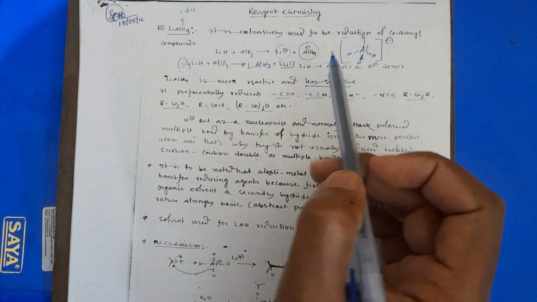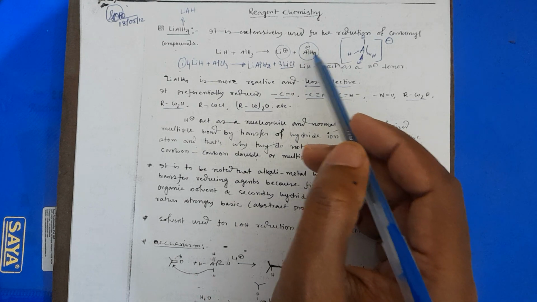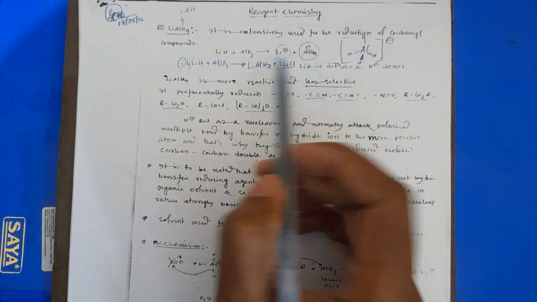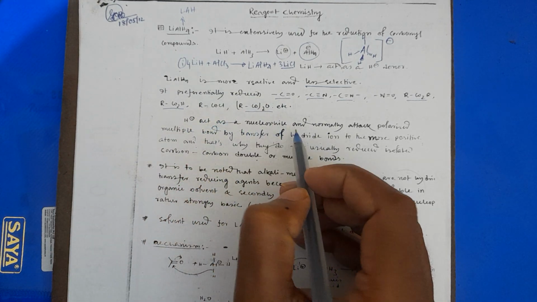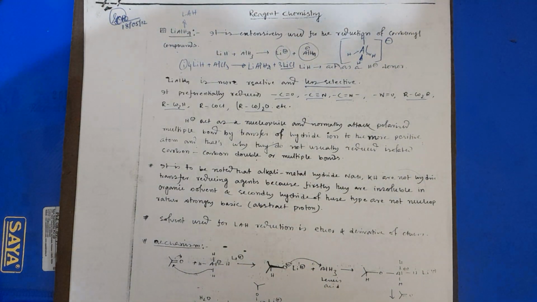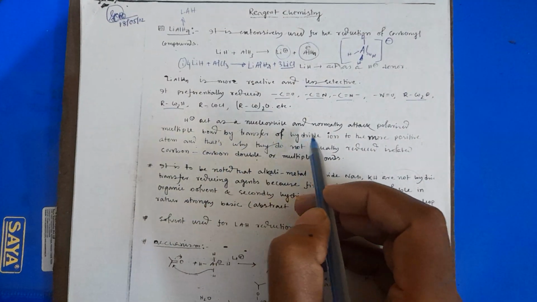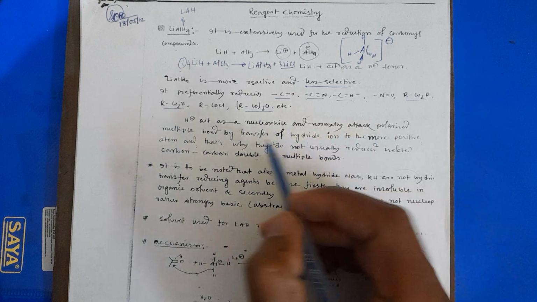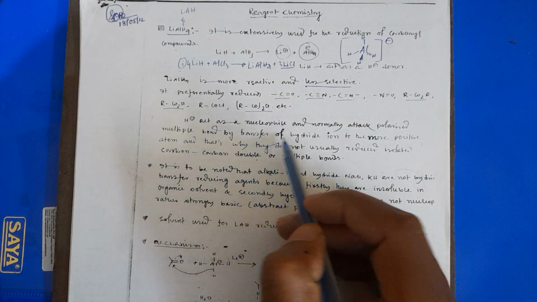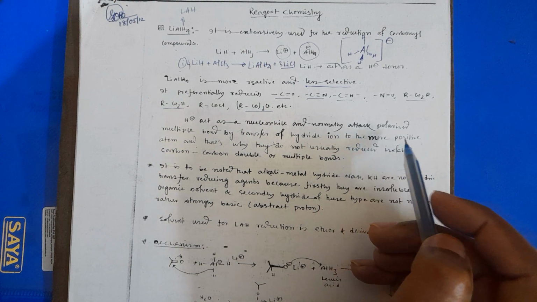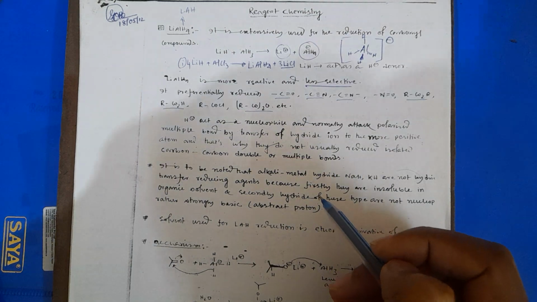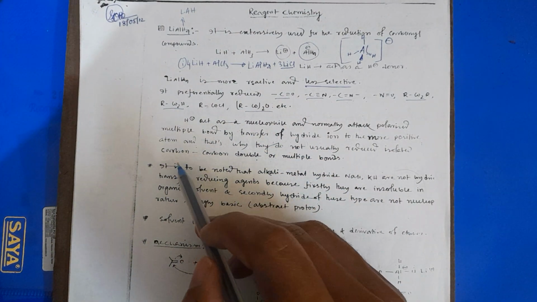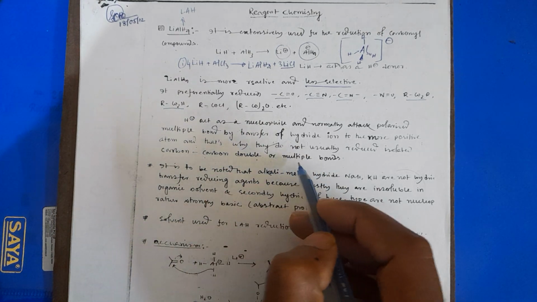Now, what is the role of this tetrahydroaluminate here? In this particular reagent, H minus, that is hydride, can act as a nucleophile, and normally it attacks a polarized multiple bond by transfer of hydride ion to the more positive atom, and that is why they do not usually reduce isolated carbon-carbon double bonds or multiple bonds, etc.